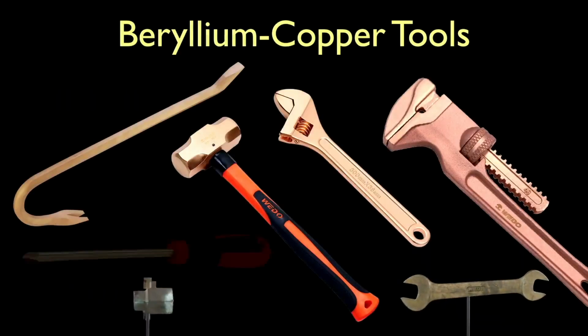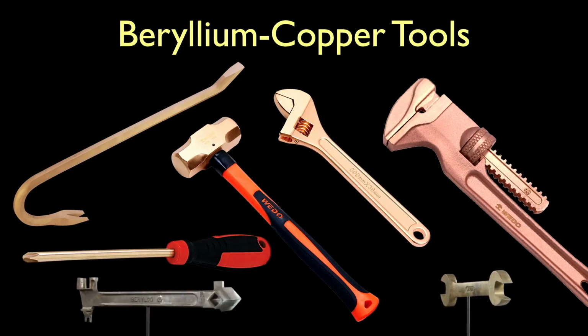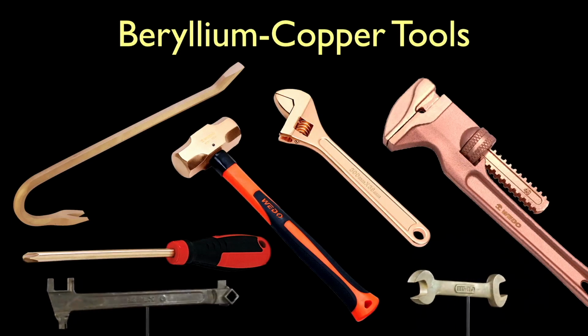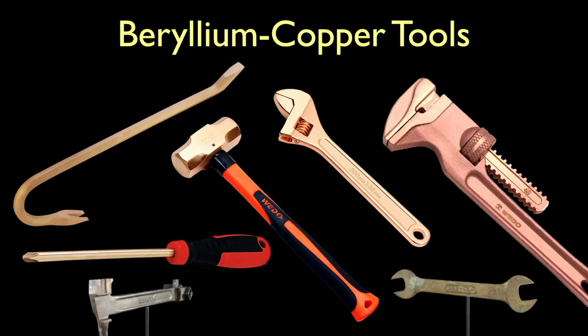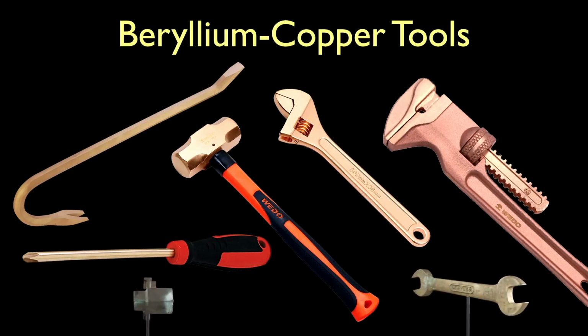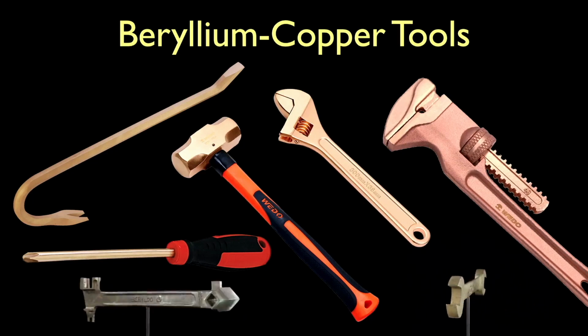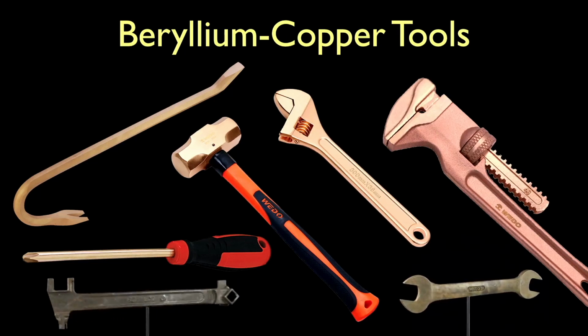Beryllium, added to copper, makes an alloy that's stiff and hard enough to make tools. Here is a representative sampling of beryllium-copper tools. In some environments, you don't want your tools to make sparks if they slip or hit things. This would be true if there were flammable gases or dust present, like in the mining or oil extraction industries.